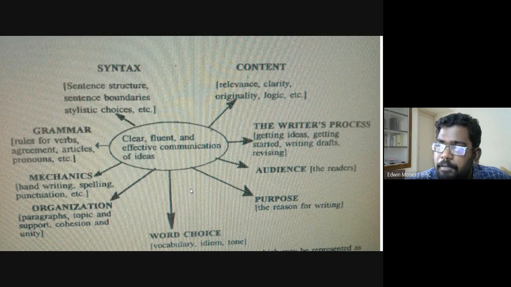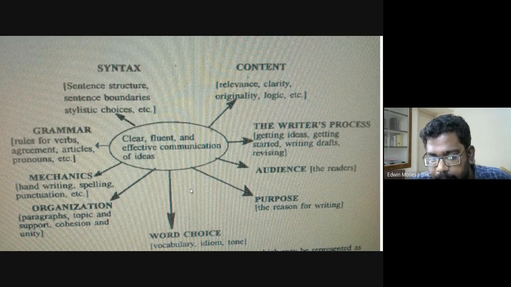If you have anything in mind, in order to write it down, you need to think. You need to put it in words. That itself is a cognitive process. And the audience: you have to keep in mind to whom you are writing, the readers, the purpose, whether you are writing for an entertaining purpose or a formal purpose. Keep that in mind and write accordingly.